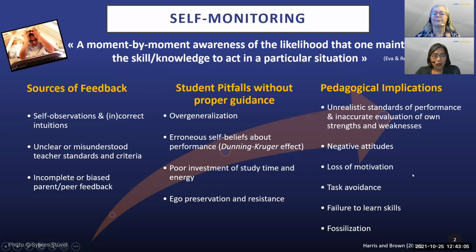Thank you, Kathleen. So let's start by talking about self-monitoring, which is a person's moment-by-moment awareness of the likelihood of maintaining a skill correctly to act appropriately in a particular situation. Research from Harris and Brown shows that self-monitoring in learners is often shaped by their own observations and intuitions. One challenge is that inaccurate intuitions may lead them to overgeneralize concepts. Another challenge is that their self-monitoring may be based on incorrect assumptions. For example, they may sometimes misunderstand the teacher's expectations. Also, feedback from peers may be incomplete, wrong, or biased, especially to encourage the learner or to avoid hurt feelings.